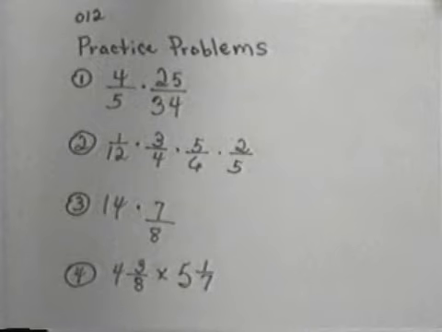Now I'd like for you to do some practice problems. Number 1, 4/5 times 25/34. Number 2, 1/2 times 3/4 times 5/6 times 2/5. Number 3, 14 times 7/8. Number 4, 4 3/8 times 5 1/7. Copy the problems down. When you finish copying them down, cut the tape off and work them. Once you have the answers, cut the tape back on and check them.